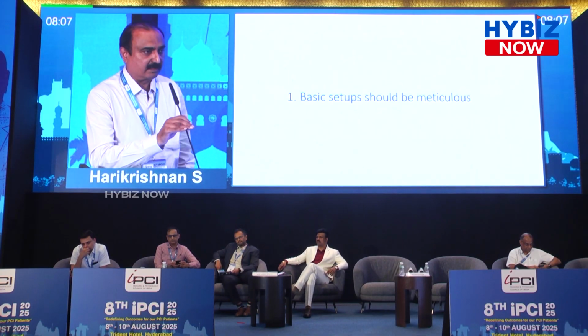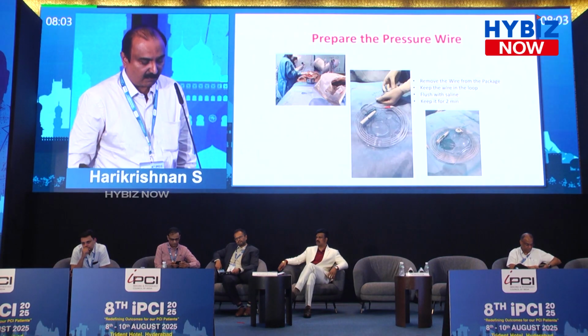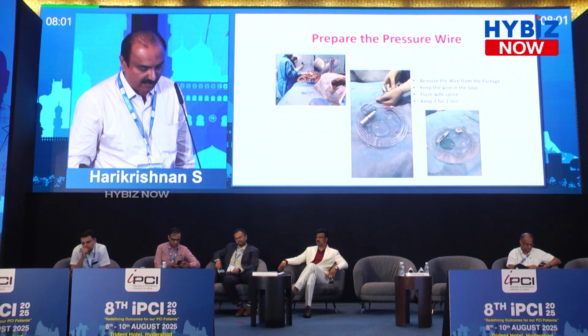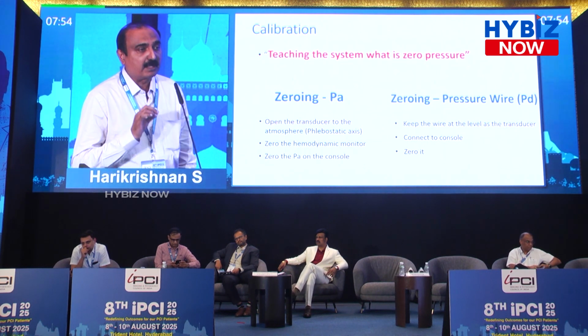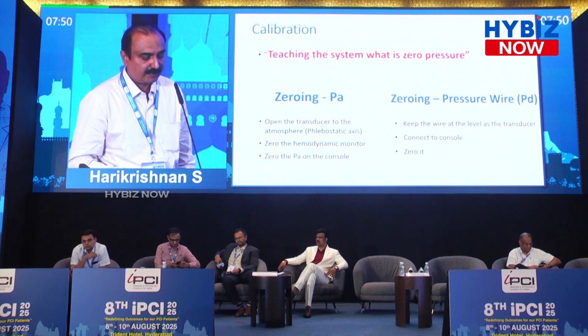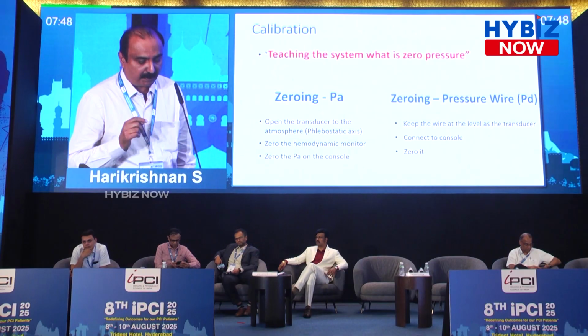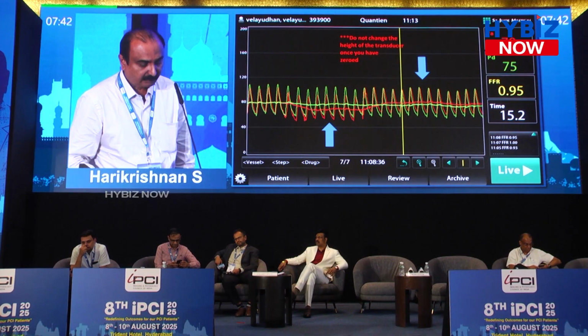So what are the 10 commandments I have divided? Basic steps should be meticulous. What are the basic steps? Prepare the pressure wire. I'm not going into the details. And calibration, that is teaching the system what is zero pressure: zeroing of the PA, that is the aortic, that you are routinely doing in the cath lab; zeroing of the pressure wire or the PD, keep the wire at the level of the transducer, connect to the console and zero it.